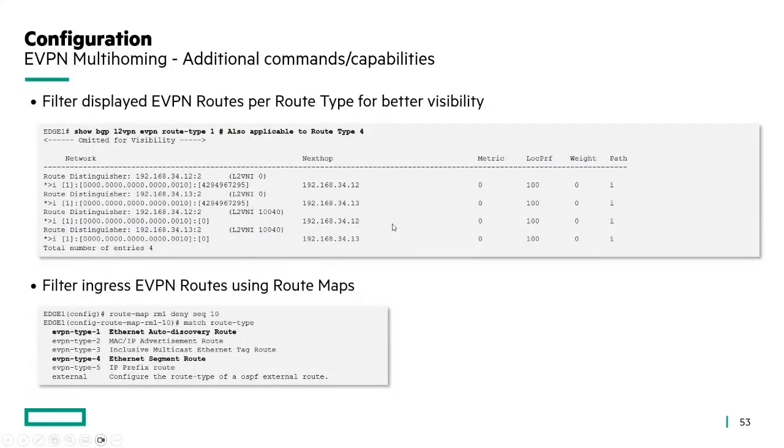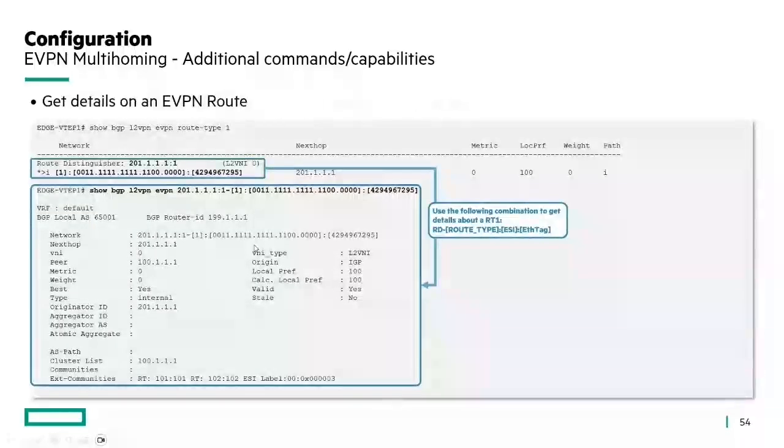Okay, so just continuing on with some of the show commands that Renaud has already shown us. This is a way to filter based on the route type 1 argument, to look at specifically which route types you want to look at. We also have filtering capabilities, as you can see here, using route maps if that's required. And getting additional details on an EVPN route gives a more granular, more detailed view of that particular entry, as you can see mentioned here.